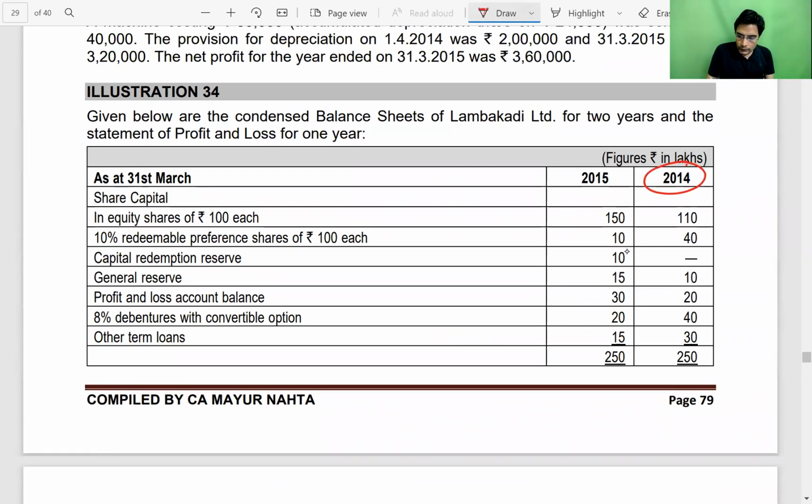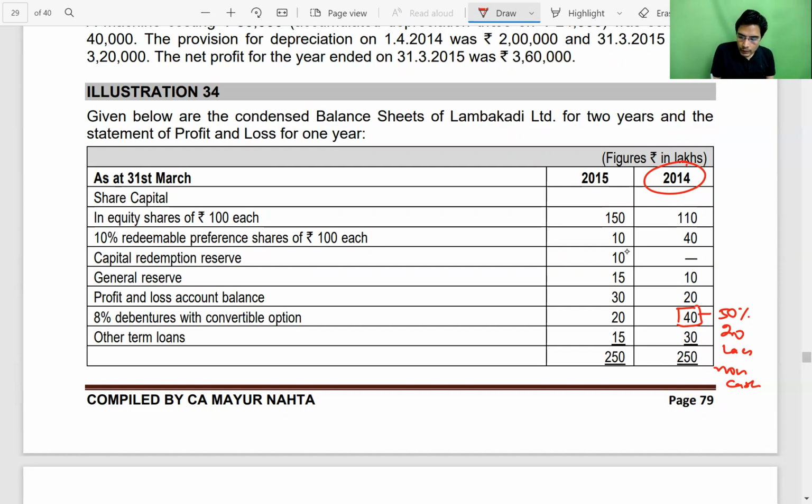On 31st March 2014, the total debentures outstanding is 40. They are saying 50% of the debentures outstanding on 31st March 2014, that is 20 lakhs, converted into equity shares during the year. So 20 lakhs debenture loan was repaid by giving them equity shares. So it's a non-cash transaction. It will not be recorded in cash flow statement.